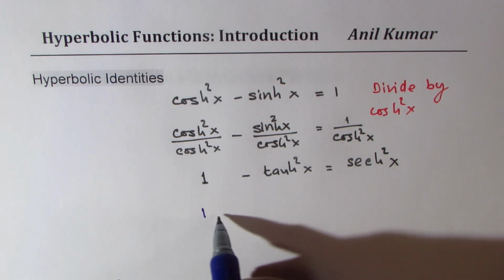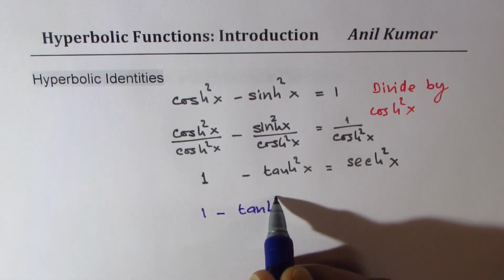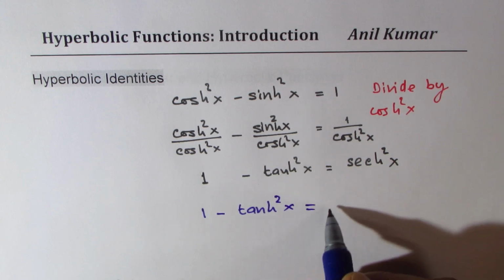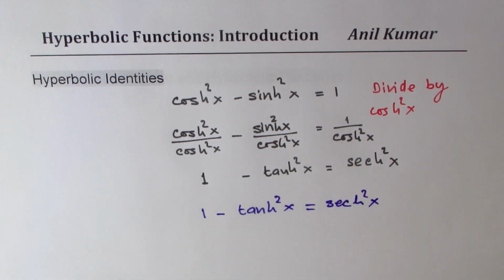So that is how you could actually easily prove these identities. Their proof is very similar to what we did for trigonometric functions. Perfect. So there we are.